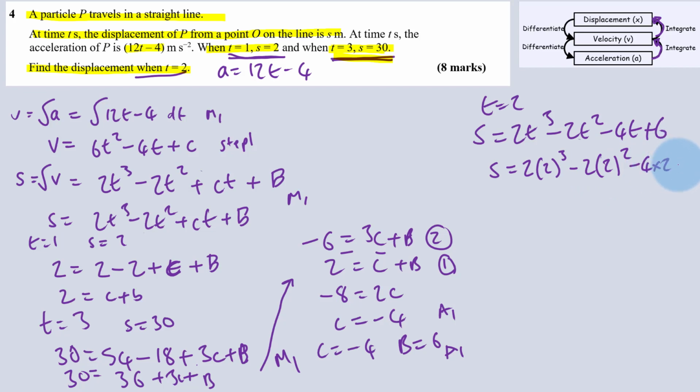Okay, you don't need to show the full working out, but show yourself substituting it in. And what do we get? This one you can use your calculator. S equals 6 meters. So that's a method mark here and an accuracy answer mark here. That should get you 8 out of 8.